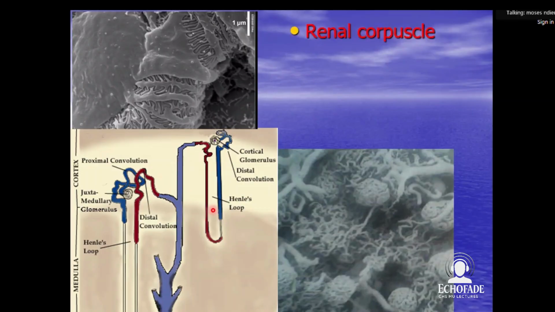We will therefore look at this nephron before we go to the collecting duct. The nephron originates from the renal vesicle. We have a renal vesicle, and this renal vesicle originates from the mesoderm, mesenchyme tissue within the nephrotome.